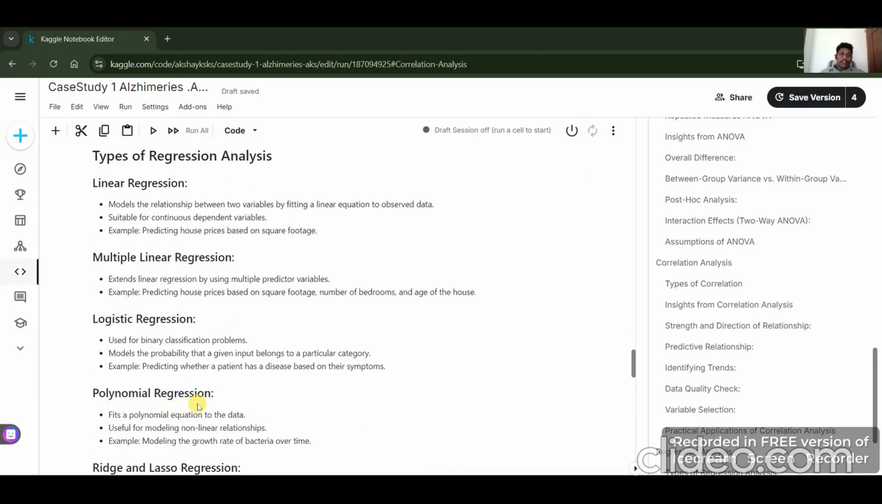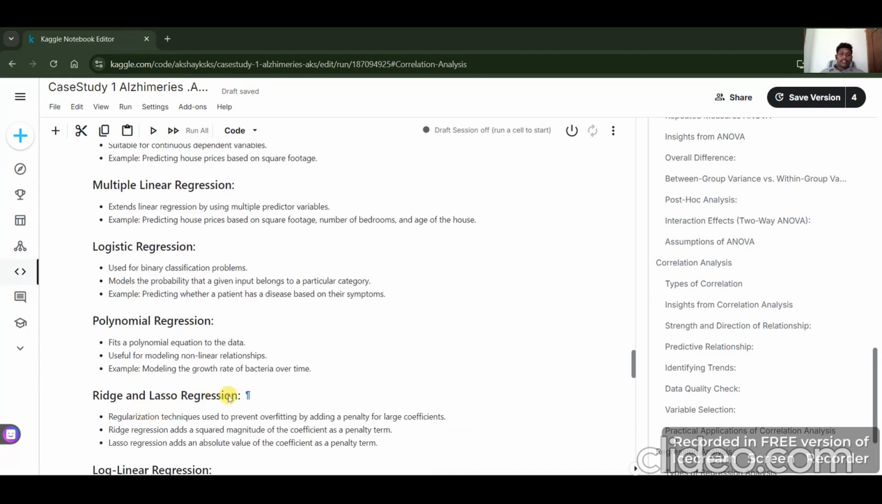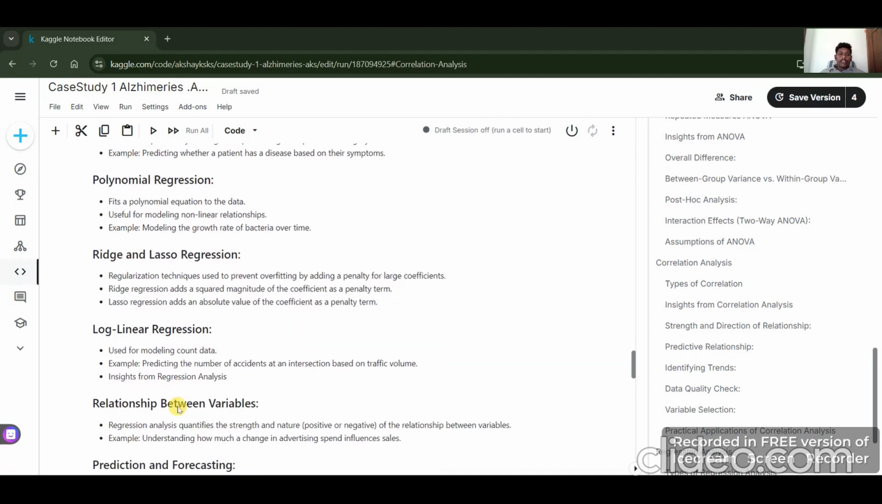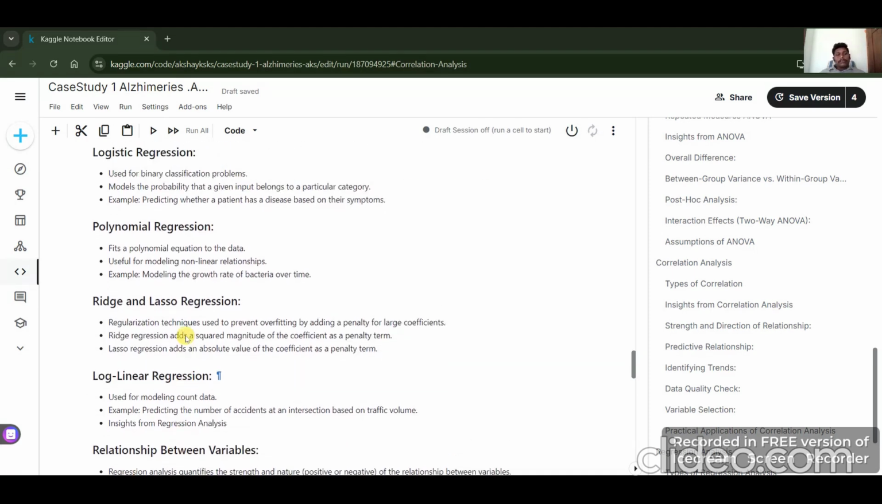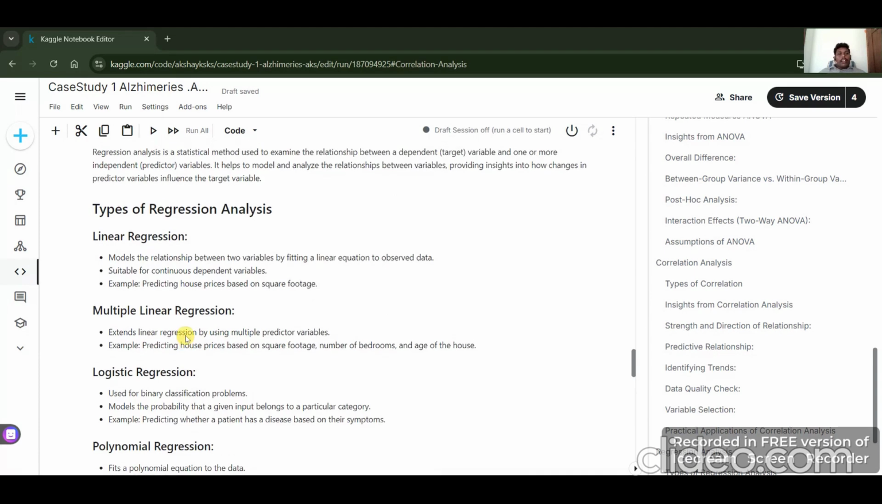logistic regression, polynomial regression, ridge and lasso regression, log-linear regression. Linear regression models the relationship between two variables by fitting a linear equation to observed data, suitable for continuous dependent variables. Example: predicting house price based on square footage.